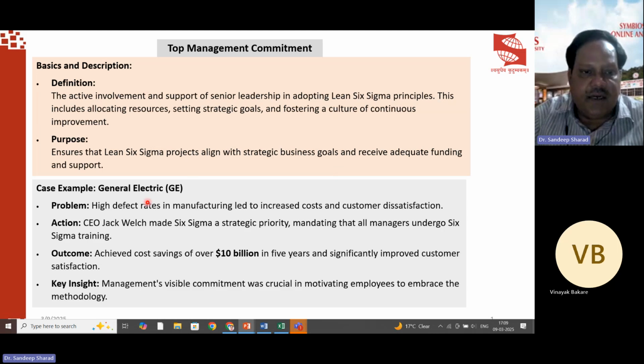Case example, General Electric. Problem: high defect rates in manufacturing led to increased cost and customer dissatisfaction. Action: CEO Jack Welch made Six Sigma a strategic priority, mandating that all managers undergo Six Sigma training. Outcome: achieved cost savings of over $10 billion in 5 years and significantly improved customer satisfaction. Key insights: management's visible commitment was crucial in motivating employees to embrace the methodology.